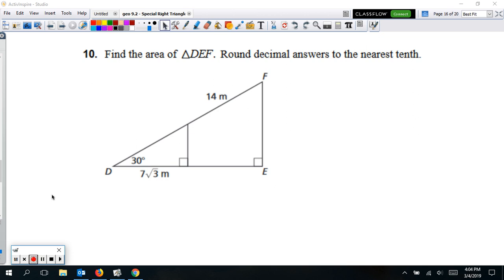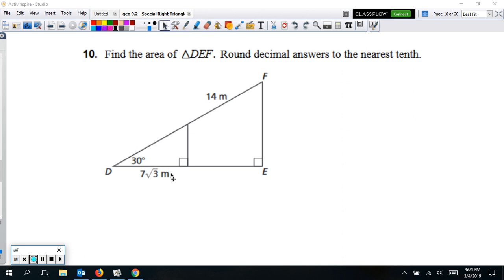Okay, problem 10 is find the area of triangle DEF. That's the whole big triangle, DEF. Round decimal answers to the nearest tenth. So we see here we have a 30-degree angle, and we have 90-degree angles shown here in both places.